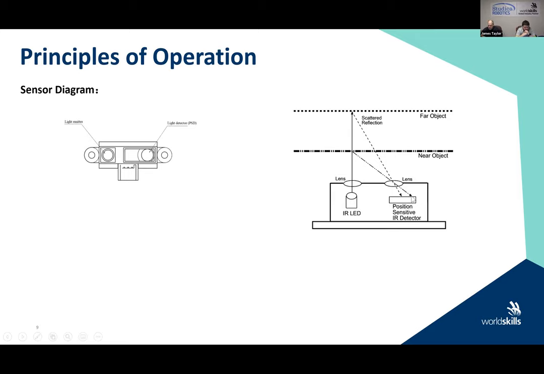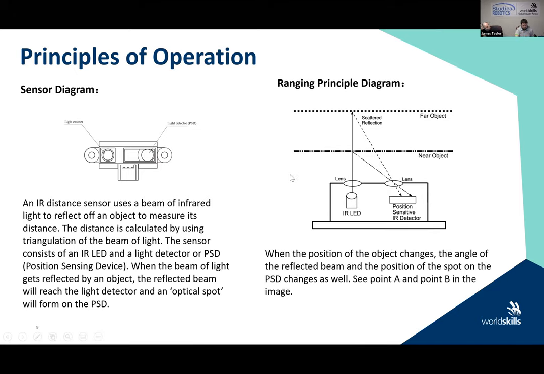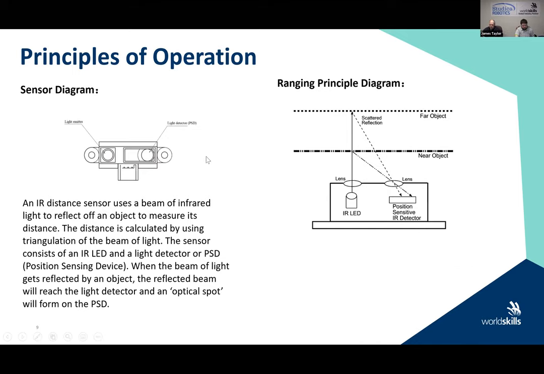Because if we know this angle, and this angle, we can do math, okay? So a beam of infrared light reflects off the object to measure the distance. It's calculated, like I said, using the triangulation of the beam, okay? It's got the LED and the PSD, and when it goes back and forth, we'll do a little bit of math for it, okay? So there's your ranging principle diagram, right? There'll be a set point on your image, either A and B. So this will give you the theory of operation on how that sensor works, okay?